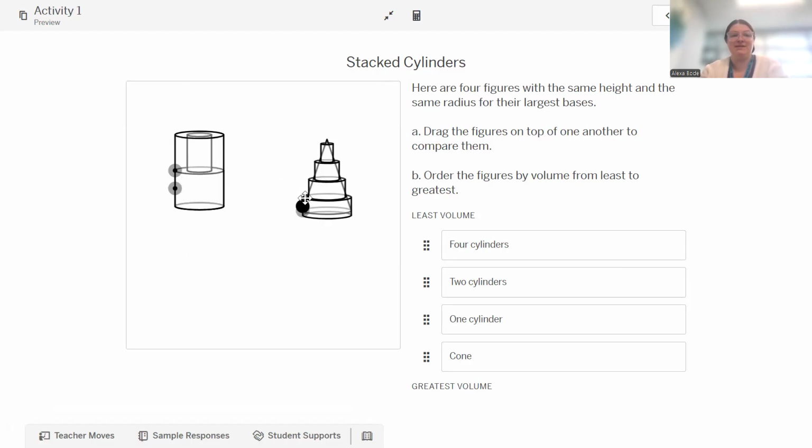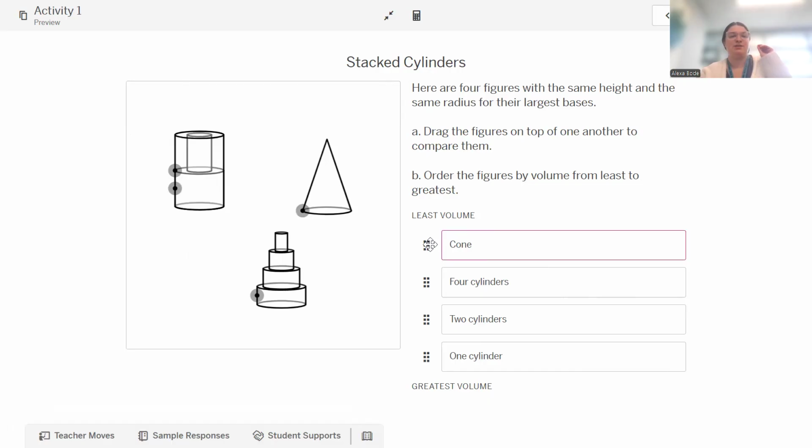So the cone is the smallest of all of them. So least to greatest, your cone is the least, the one cylinder is the greatest.